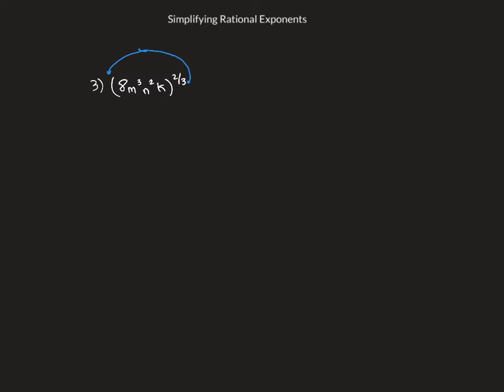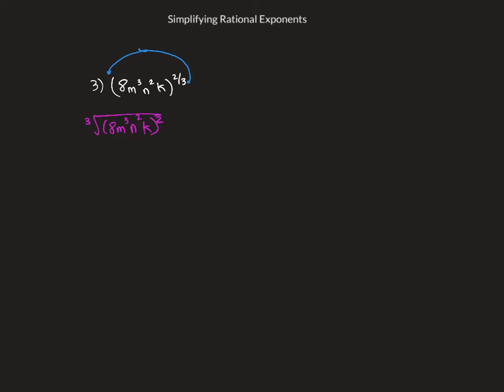So let's go ahead and write that down. Our new equation would be 8 m cubed n squared k with a cube under a cube root. This is all to the power of 2. Because remember, only that denominator moves. The exponent, the numerator, does not move. So that remains to the power of 2.